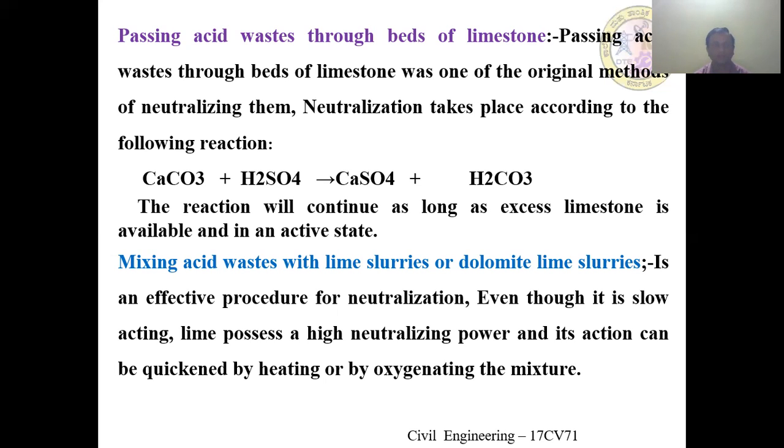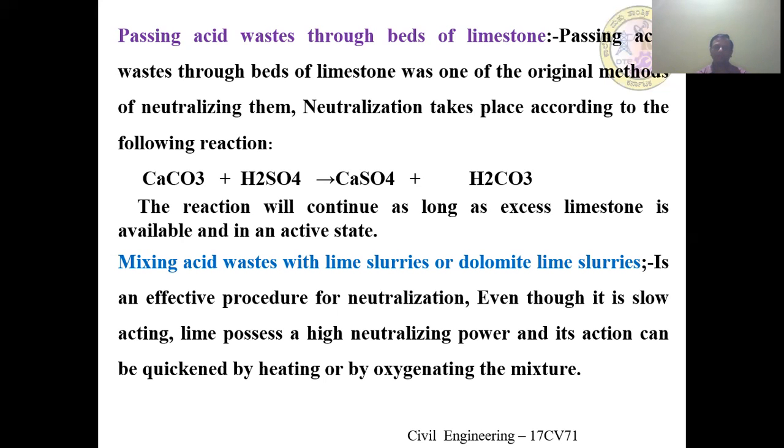If a compound having calcium carbonate mixes with sulfuric acid, it is going to form calcium sulfate and carbonic acid, H2CO3, a bicarbonate compound. The reaction will continue as long as excess limestone is available and in an active state. It's a simple method where we are interested in reducing alkaline or acidic waste.